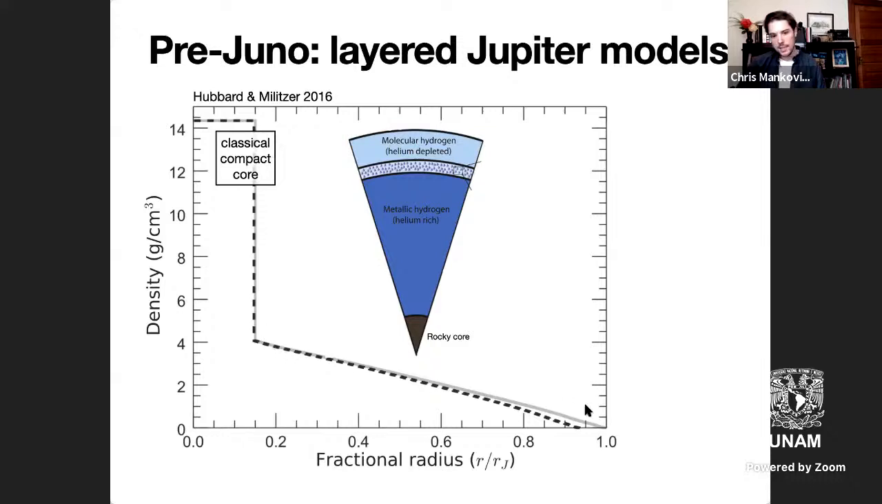So you'll notice there are pretty distinct densities describing the envelope, which is dominated by hydrogen, and the core, which is just assumed to be a core of pure heavy elements like silicates and water ice. The cartoon here shows you kind of a general summary of the compositional structure that's assumed in a classical model like this. There's an envelope of molecular hydrogen. There's an inner envelope of metallic hydrogen.